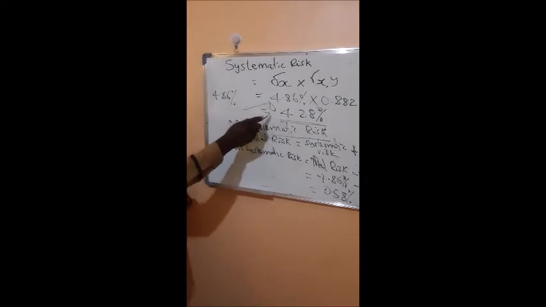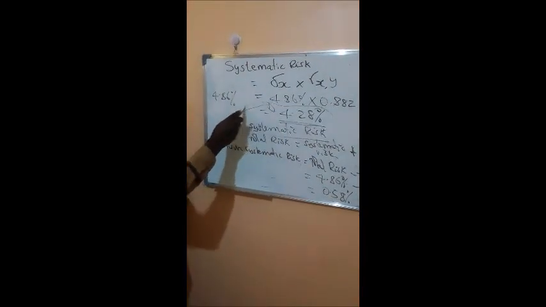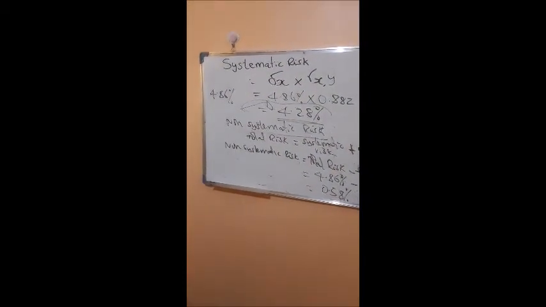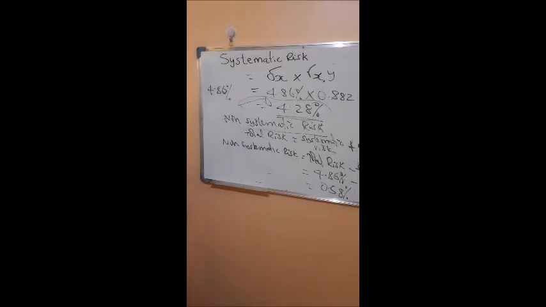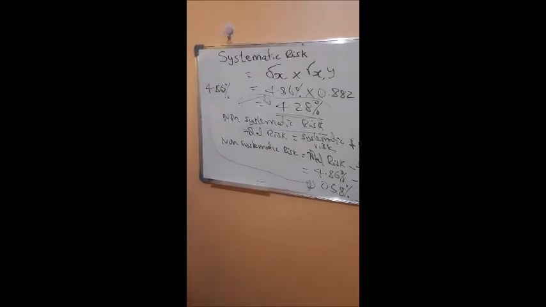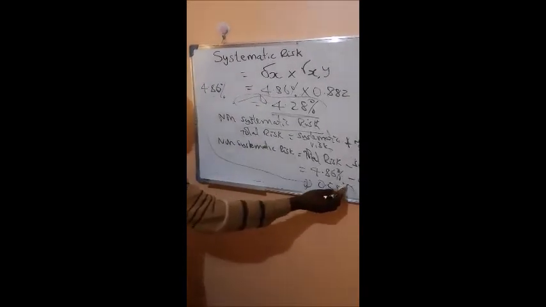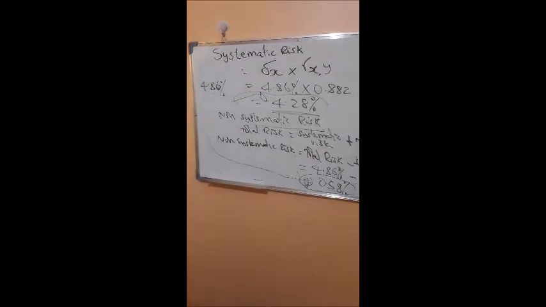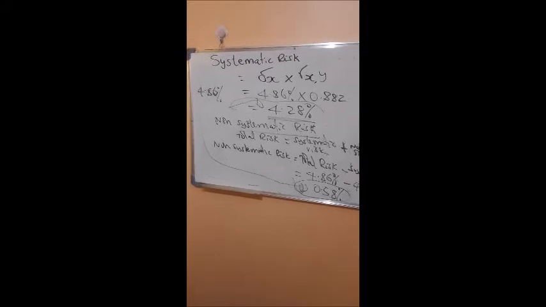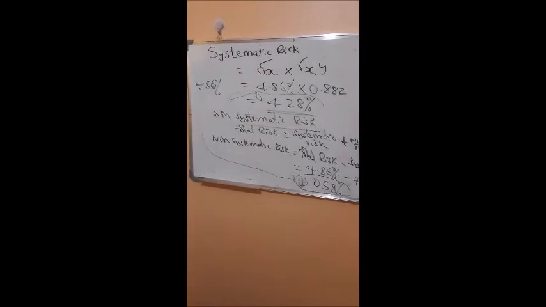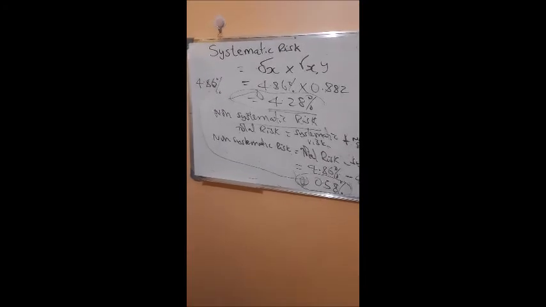4.28 is the systematic risk. Now, this kind of risk is the one which affects all investments in that particular market. So this kind of risk cannot be diversified away by developing a portfolio of assets. And the other part, which is 0.58, is our non-systematic risk. This part of the risk can be diversified away by developing a portfolio of assets, because these risks affect individual assets. So if you develop a portfolio of assets, you'll be in a position to reduce this kind of risk.